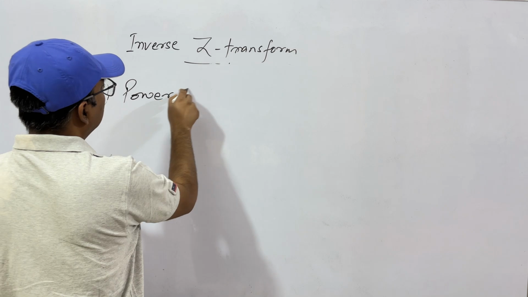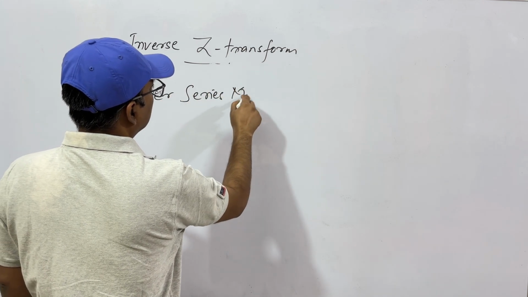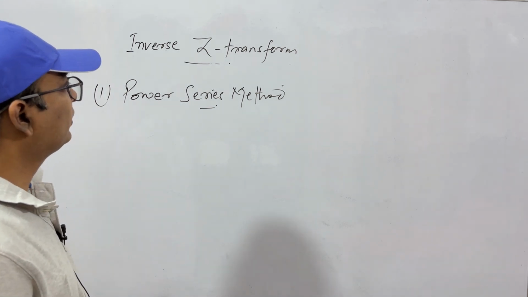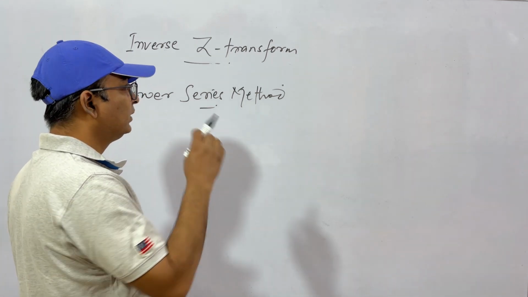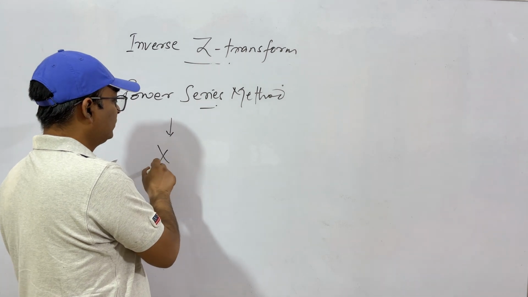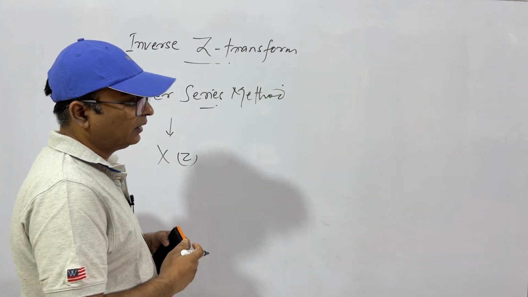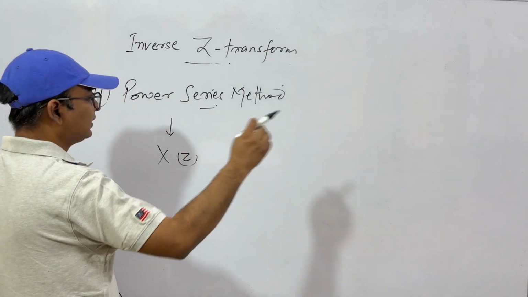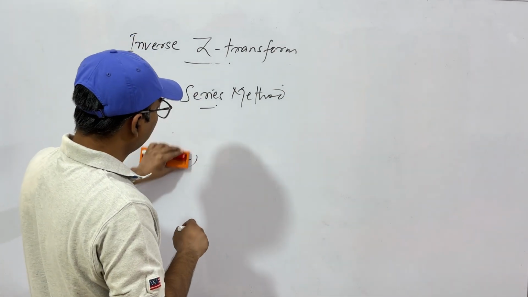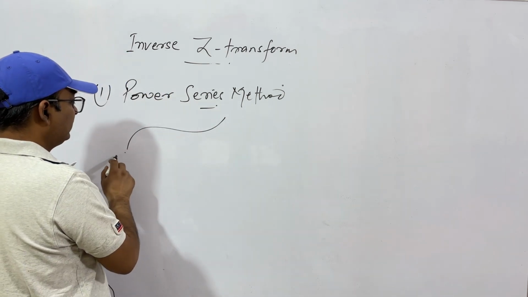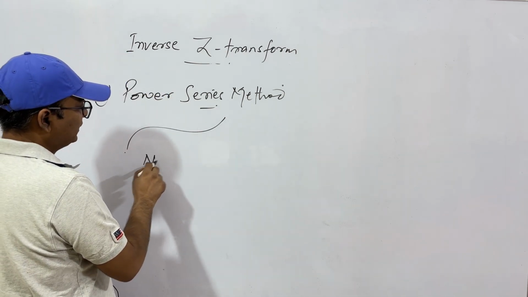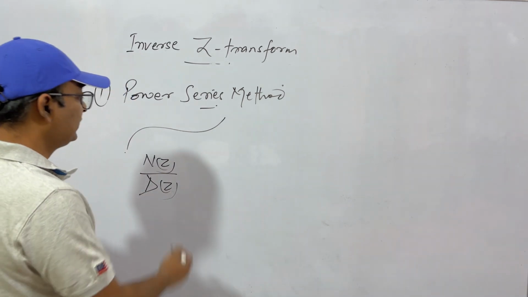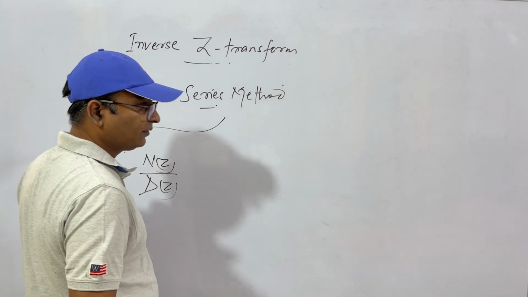First is power series method. What is this method? Here we do two things. Here we take functions of z which cannot be segregated using partial fraction method, or we have difficulty in segregating using partial fraction method. So we take this. Here we have two types of methods. We have numerator versus denominator type functions which cannot be segregated into partial fractions.